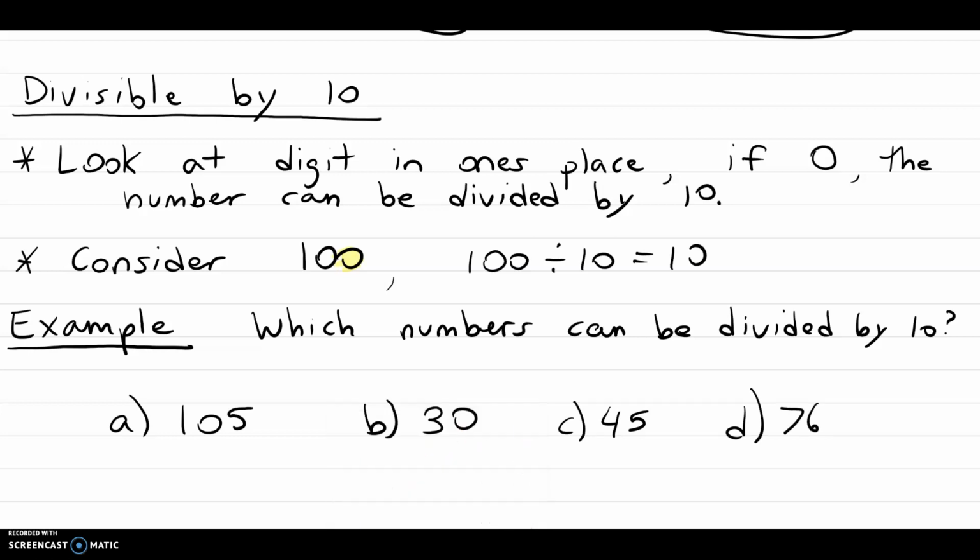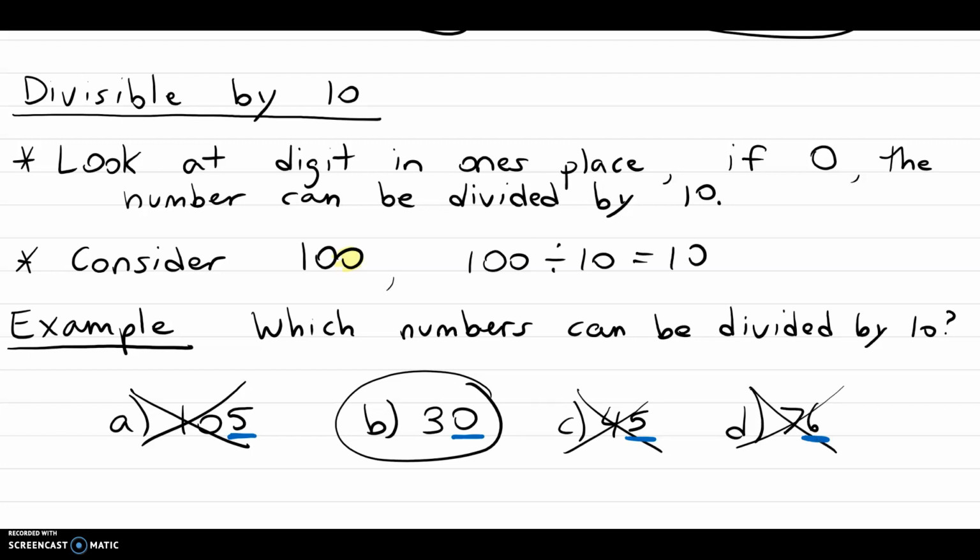So remember, we're just looking at the ones place value in each number. And then in that place value is the number 0. So for letter A, that would not work because that's not a 0. Letter B does work. C would not work, and D would not work. Those numbers are not divisible by 10 because they do not end in 0. So an easy way to test if something can be divided by 10 is look if the number ends in 0.